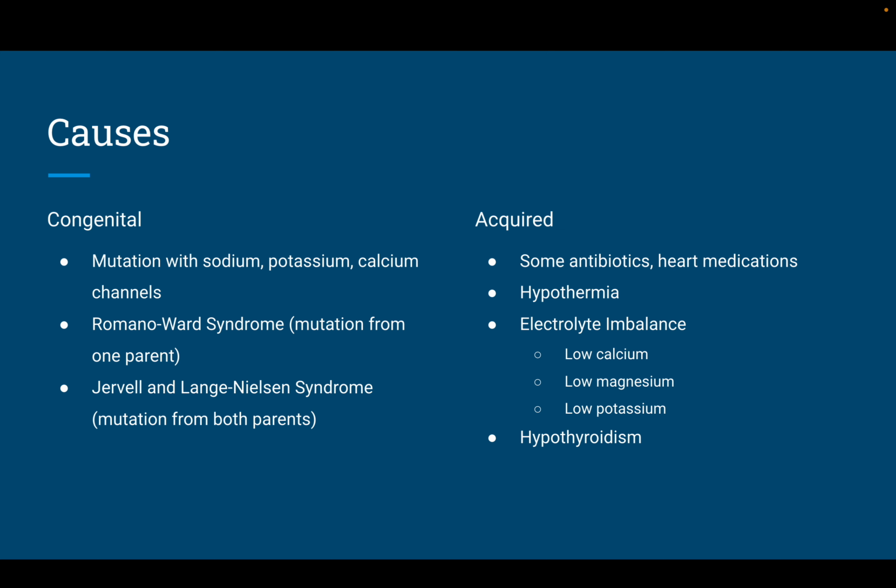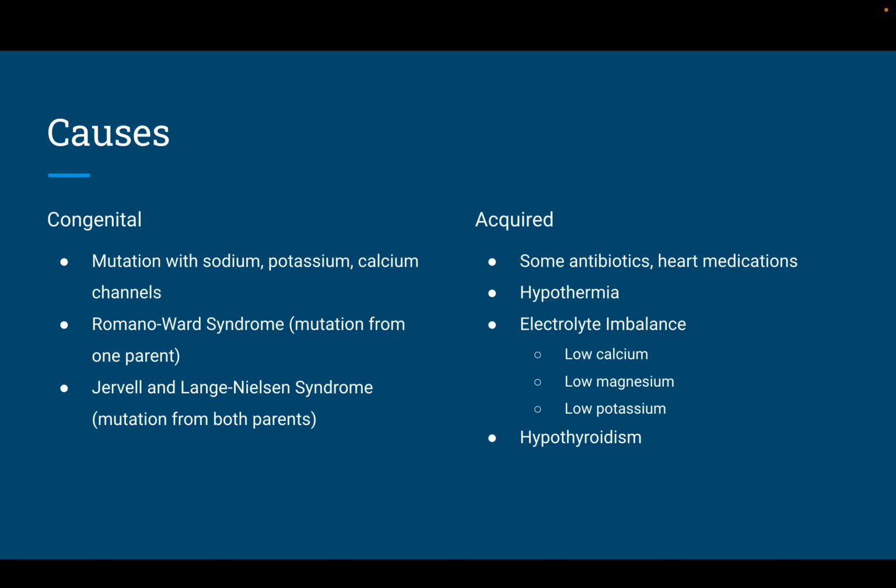I didn't really do a lot of research on these two syndromes, but Romano-Ward syndrome is a mutation that is inherited from one parent, or, I don't even try to go into the pronunciation of this, but this one you would inherit from both parents. It would cause prolonged QT.